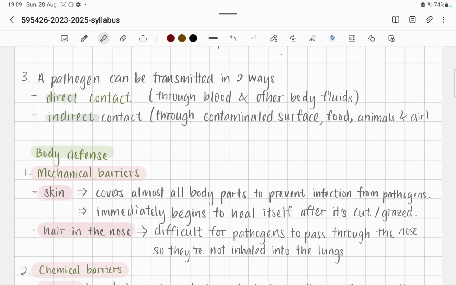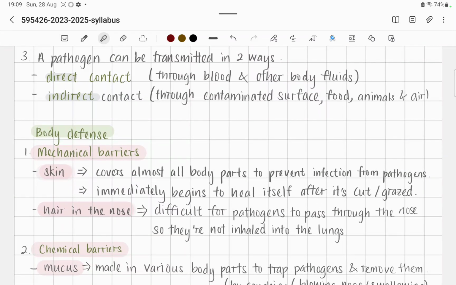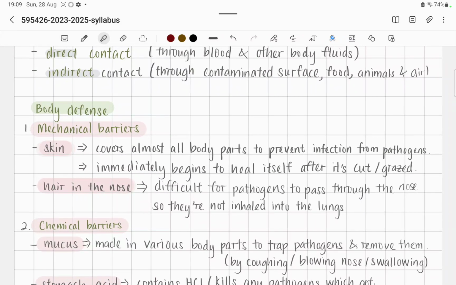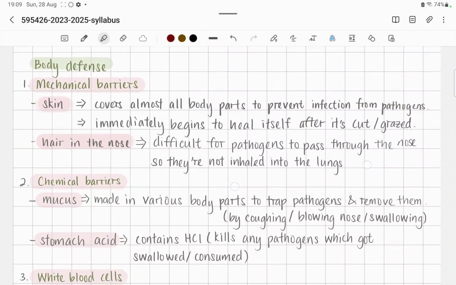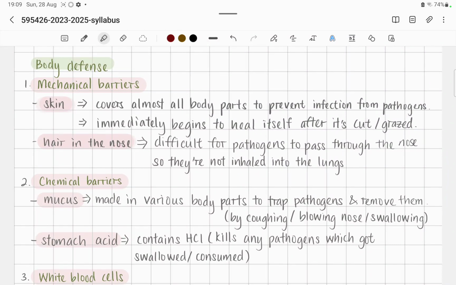Direct contact is, for example, when the host of the pathogens and the other person share the same needle for blood transmission, then person B will be infected.